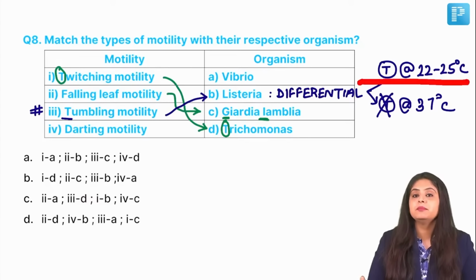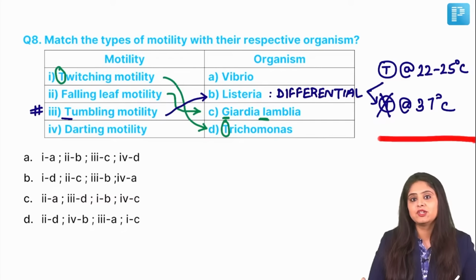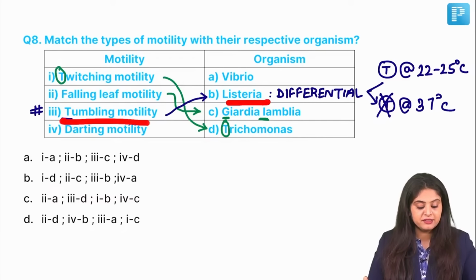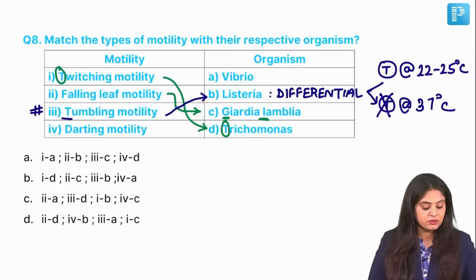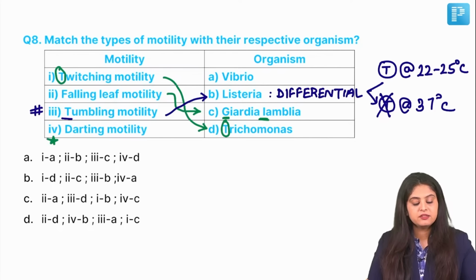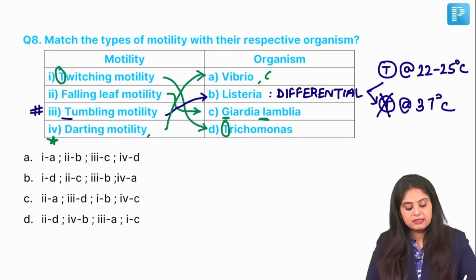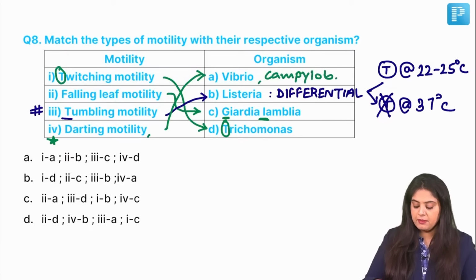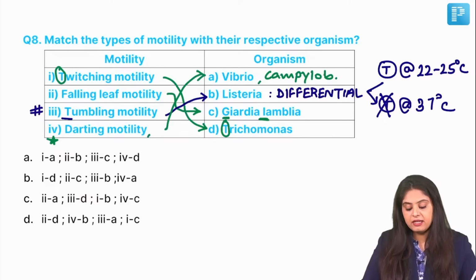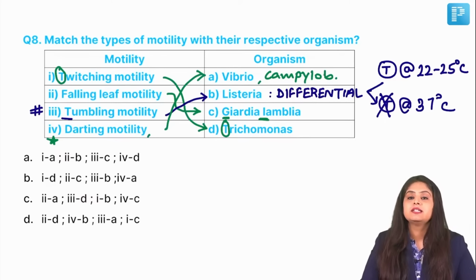So you can tumble in your 20s, but you can't tumble in your 30s, and that is what life lesson Listeria teaches us. Coming to the last one, darting. Darting is the one that goes very fast like a star, and star wala is shown by Vibrio. Any other organism other than Vibrio that can show you this? It is known as excellent Campylobacter. Campylobacter also shows you the darting motility.